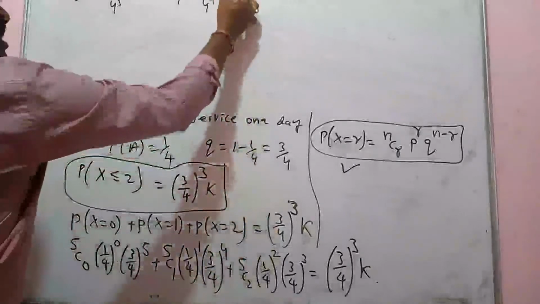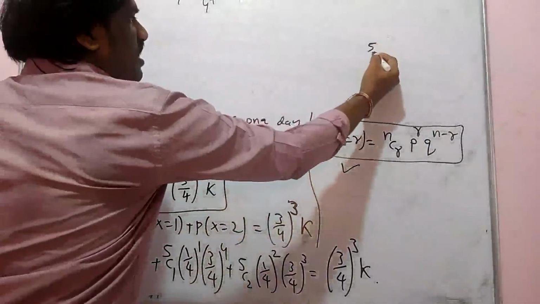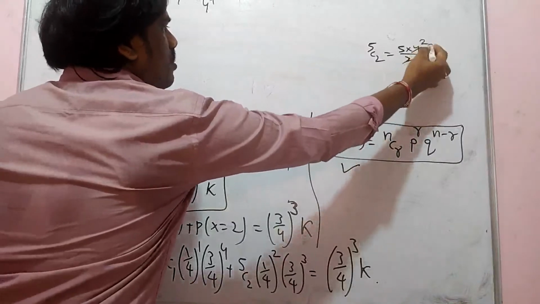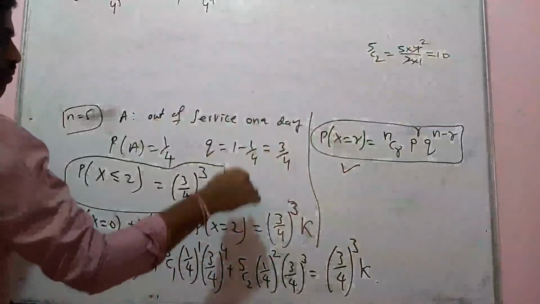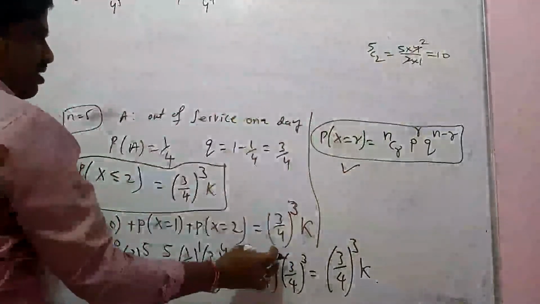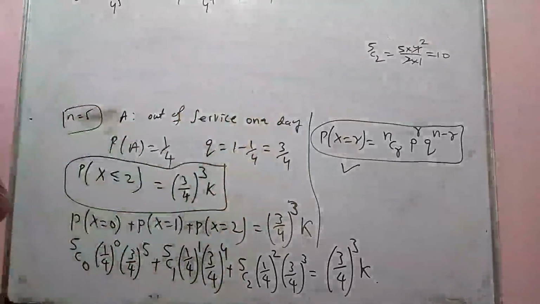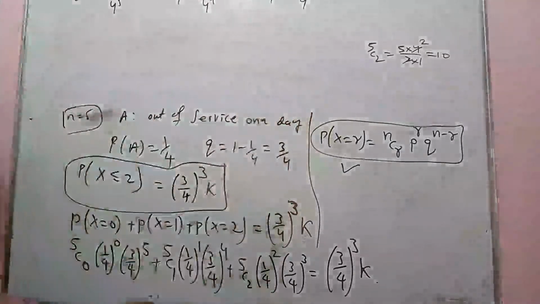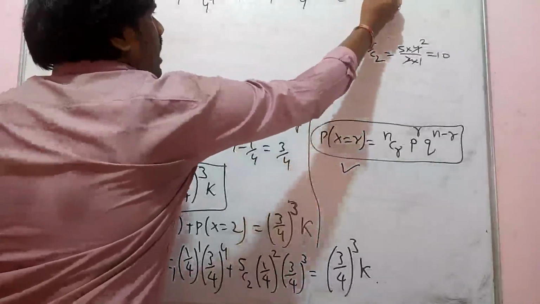Plus 5c2 value. You know 5c2 value is how much? 10. How do you do 5c2? 5c2 means 5 into 4 upon 2 into 1. 2 fives are 10, so this is 10. 10 into 1 square is 1, 4 square, and this is 3 cube by 4 cube. That is equal to, as they given, 3/4 whole cube into k.